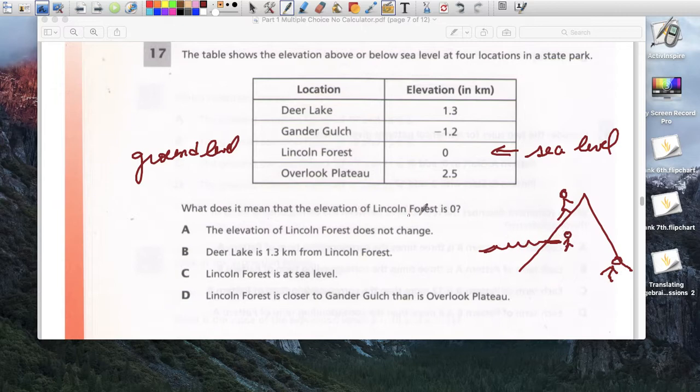So what does it mean? The elevation of Lincoln Forest is zero. The elevation of Lincoln Forest does not change. No. Deer Lake is 1.3 from Lincoln Forest. No. Lincoln Forest is at sea level. Oh, there you go. See.